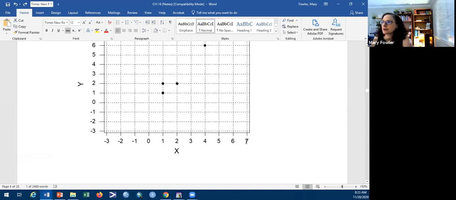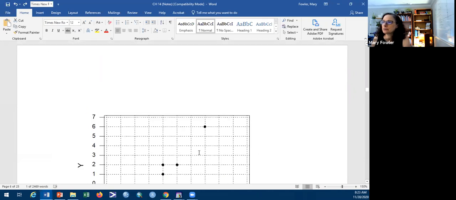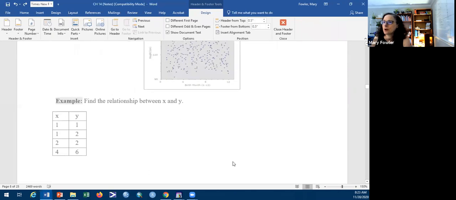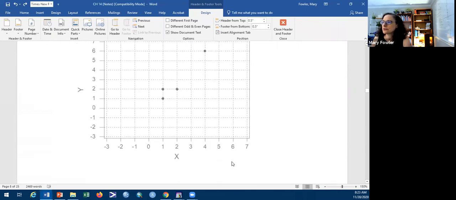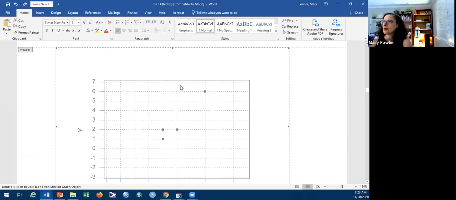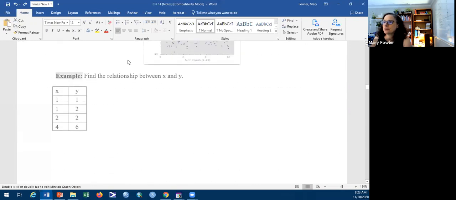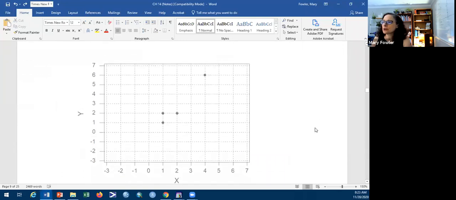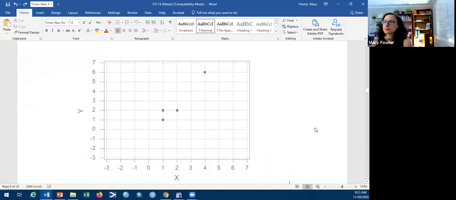We have these 4 observations, and I'm going to put them on a scatter plot. And so here they are. So 1, 1, 1, 2, 2, 2. Okay, so here's the point 1, 1. Here's the point 1, 2. Here's the point 2, 2. And up here we have the final point of 4, 6. So our job right now is to discuss what is the best line to fit this data.